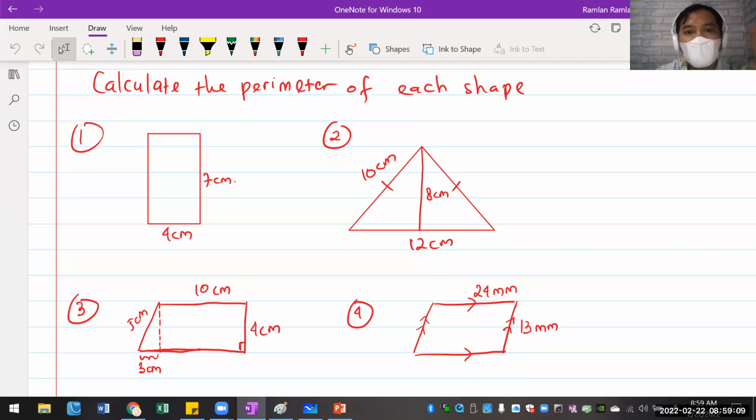I have two more questions, guys, but this time it involves algebra. We're going to use algebra to solve some questions from the perimeter of a shape. Okay, I'm going to pause.